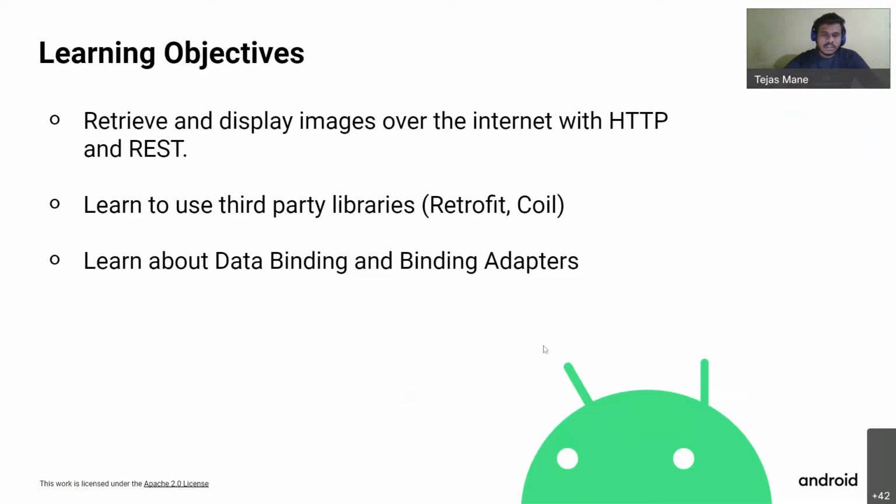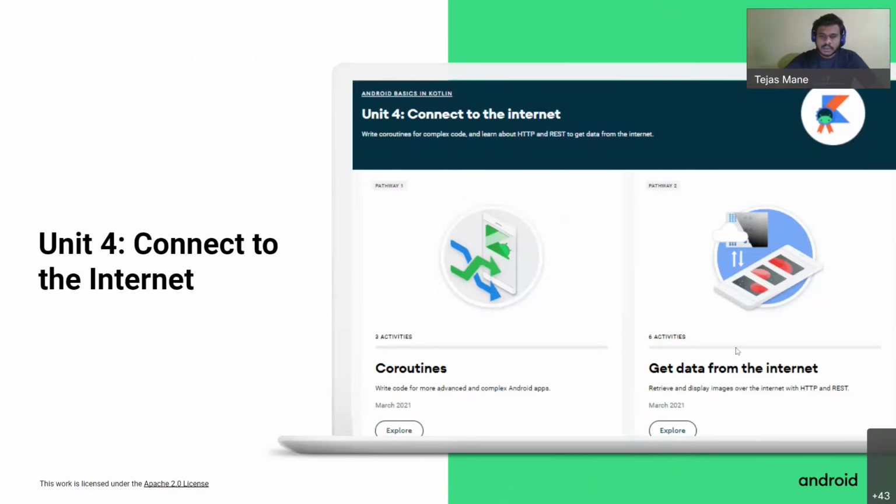So what are the learning objectives of this session? You will get familiar with the REST or HTTP. What is REST? What is HTTP? I will explain in detail in coming slides. You will get to learn about how to retrieve and display images over the internet with HTTP and REST. You will also use some third-party libraries like Retrofit, Coil, or Moshi library. And lastly, we'll learn about data binding and binding adapters. These objectives are only specific to the second pathway.